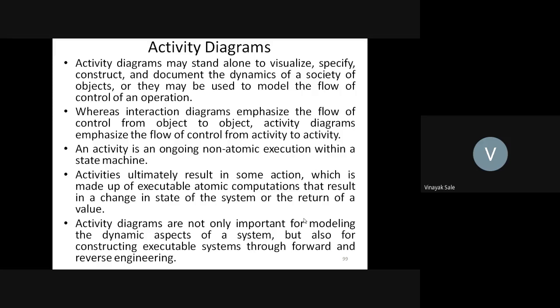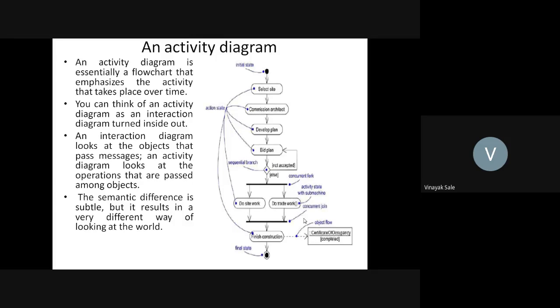An activity is ongoing, non-atomic execution within a state machine. Activities ultimately result in some action, which is made up of executable atomic computations that result in a change in the state of the system or the return of a value. Activity diagrams are important not only for modeling the dynamic aspects of a system but also for constructing executable systems through forward and reverse engineering. So an activity diagram is a flow chart that emphasizes the activity that takes place over time. See the figure carefully first.